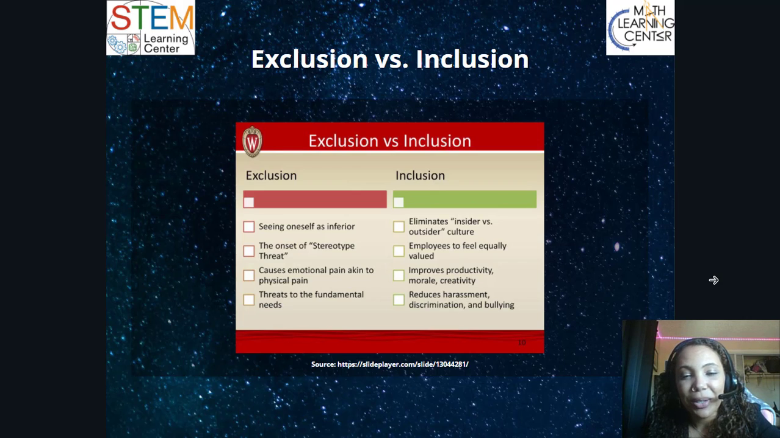Inclusion, what it feels like, what it looks like. Eliminates that insider versus outsider culture. No cliquing up, just everyone's on the same team. Everyone is here with the same goal in mind, and that is to help students any way that we can and focus primarily on that, because without our students, we wouldn't exist.